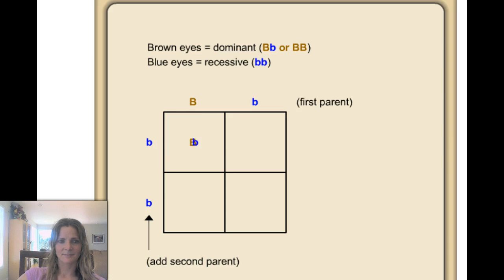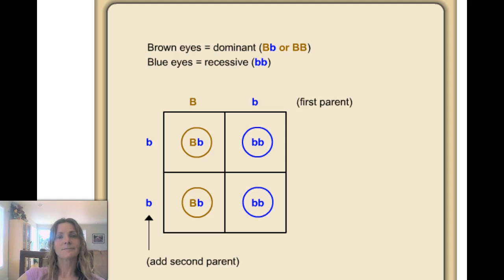Then fill in the squares from above and from the side to show the new possibilities for the offspring. There are 4 squares, but only 2 different combinations. These 2 parents will have offspring that either have the genotype big B little b or little b little b. Big B big B is not a possibility. There's a 50% chance of either type. And remember, big B little b is brown and little b little b is blue. So half their children will have blue eyes and half will have brown.